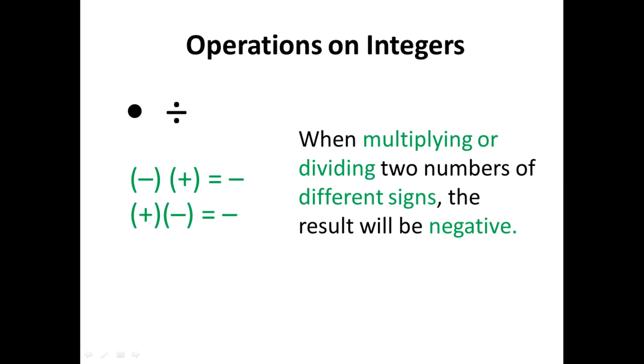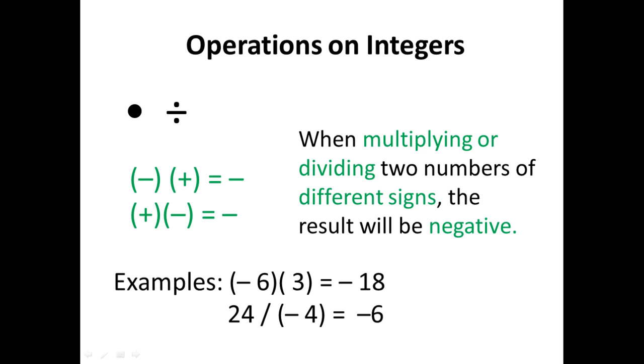This means when multiplying or dividing two numbers of different signs, the result will be negative. So here it really doesn't matter what order the sign goes. As long as you have two different signs, your result is going to be negative.